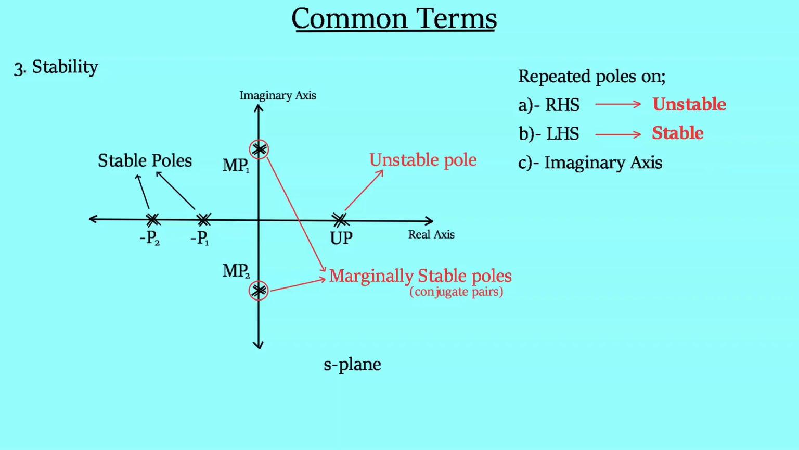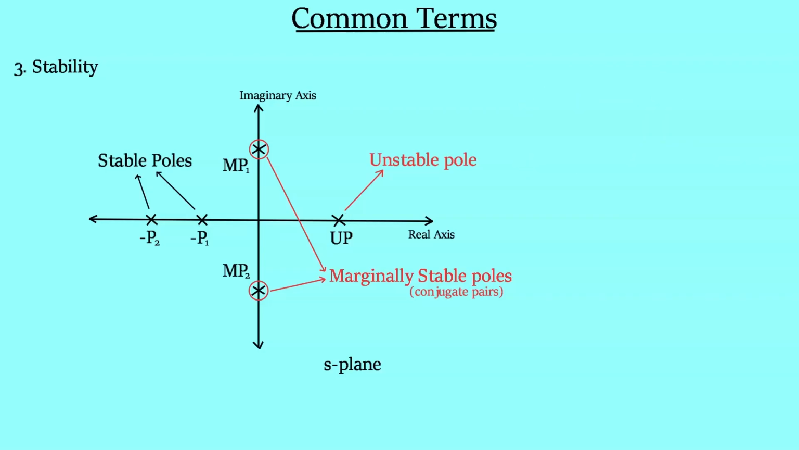But if we are having repeated poles on the imaginary axis, then the system becomes unstable. This point you have to remember, that when we are having a single conjugate pair on the imaginary axis, then these poles are referred to as marginally stable, but if these poles are repeated, the system becomes unstable. So to conclude this, we can say the poles on the right hand side of the imaginary axis are the unstable poles, whereas poles on the left hand side of the imaginary axis are stable. This statement relates to absolute stability.